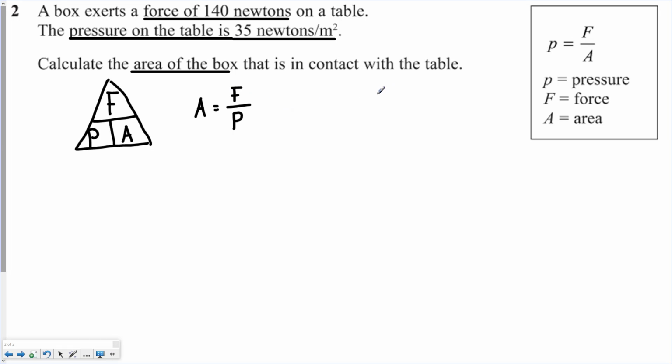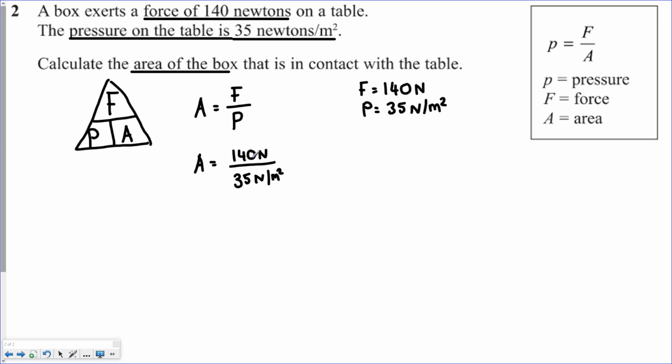Now on the right hand side I'm just going to write down what the force is. So F is equal to 140 newtons, and the pressure P is equal to 35 newtons per meter squared. So 35, and I'll write it as N per meter squared. So we're going to do some substitution. I'm going to replace F with 140. So A, the area, is equal to 140 newtons divided by 35 newtons per meter squared.